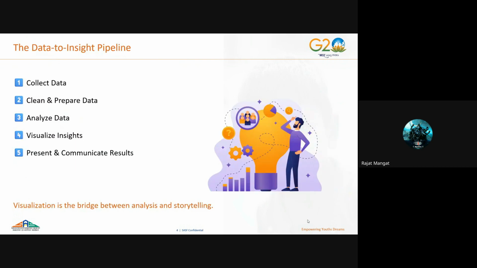So the data to insight pipeline. Okay, so how can we visualize it? First, collect the data, which we have done in the first part. Then clean and prepare the data. It should be done by using pandas, like we have done in the earlier session. So two parts we have completed till now in data analytics.